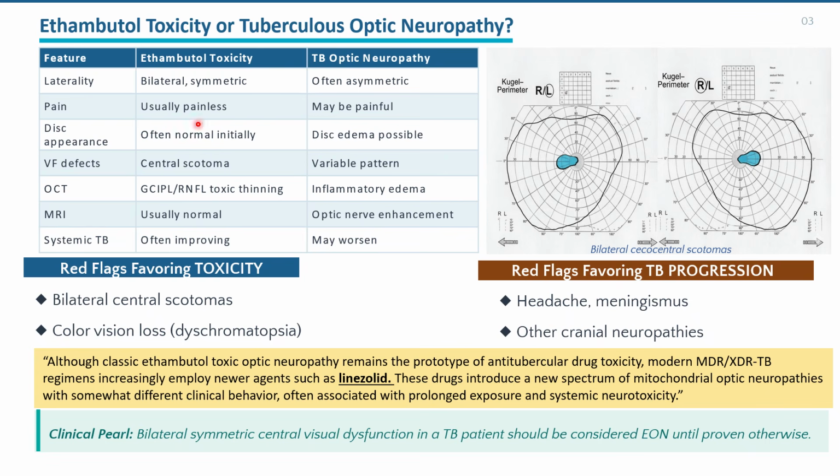As we explained before, ethambutol is responsible for one of these mitochondrial optic neuropathies, and now the second one is linezolid. So in the areas where they don't use ethambutol and use these medications, you should keep your eyes watching the changes that happen in the optic nerve, because even this drug can cause optic neuropathy.